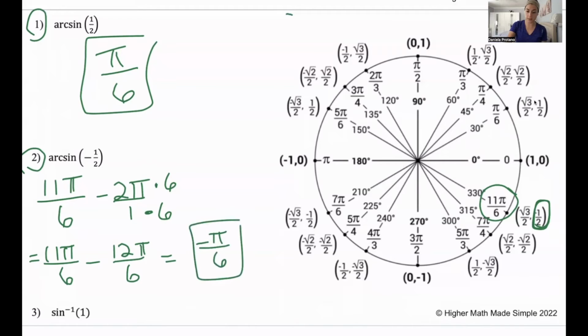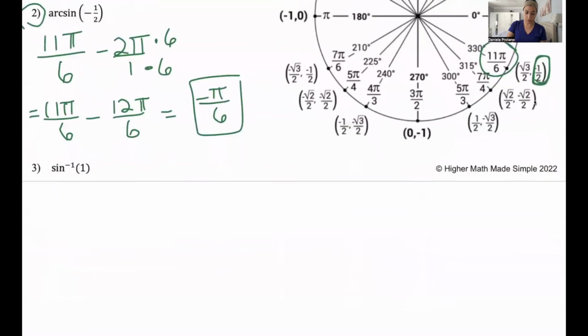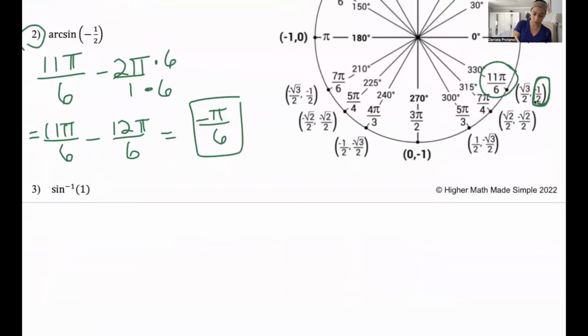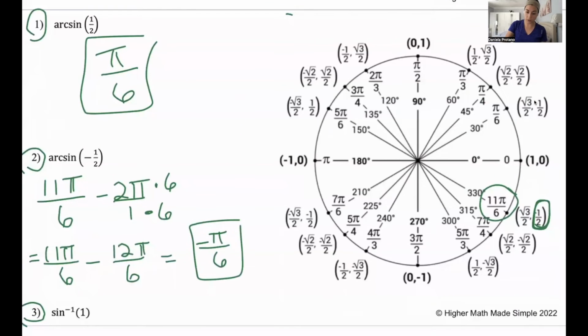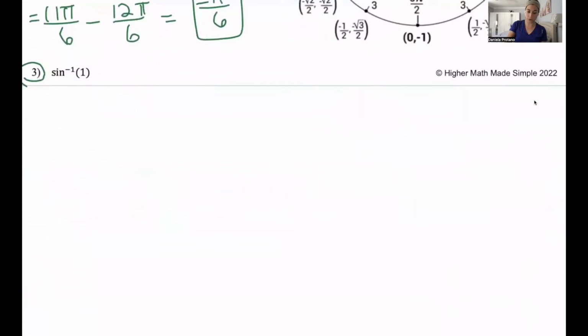And last but not least, for number 3, we're going to do inverse sine of positive 1. So that's actually only one spot, right? Here's where the y value is positive 1. So our correct answer is pi over 2.